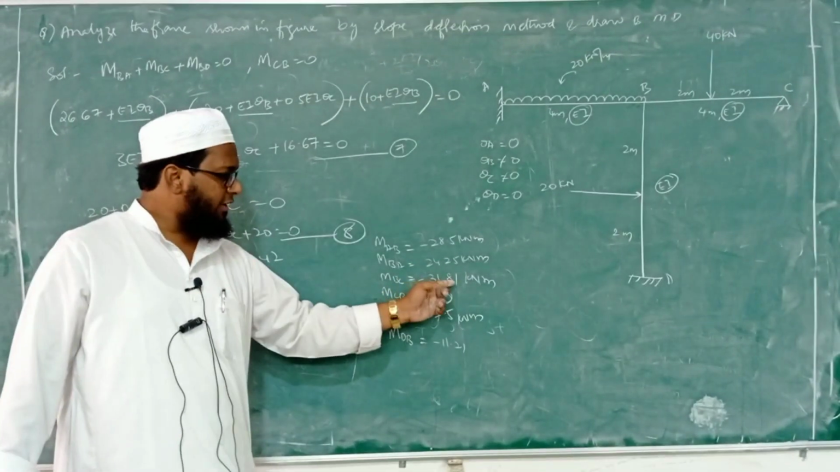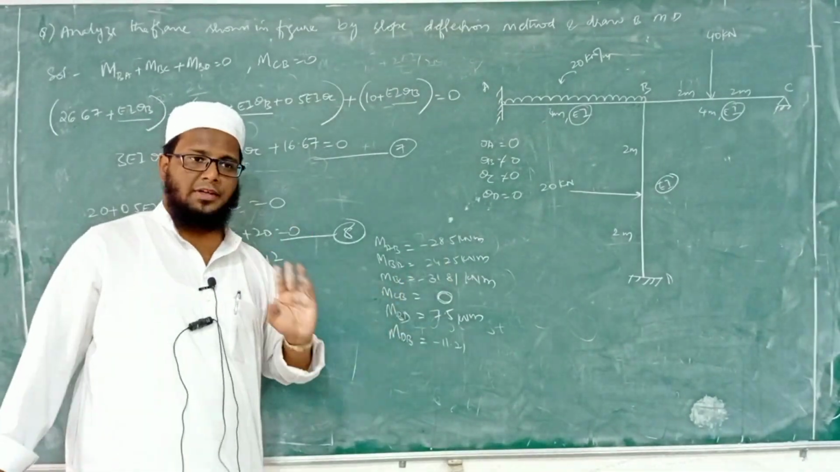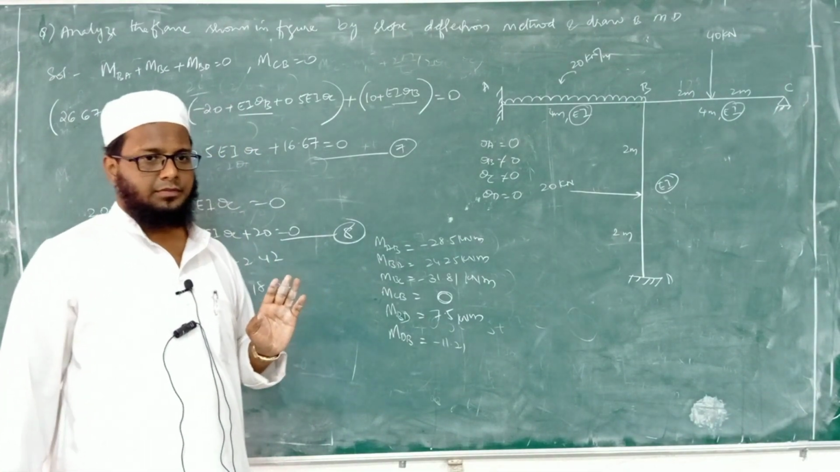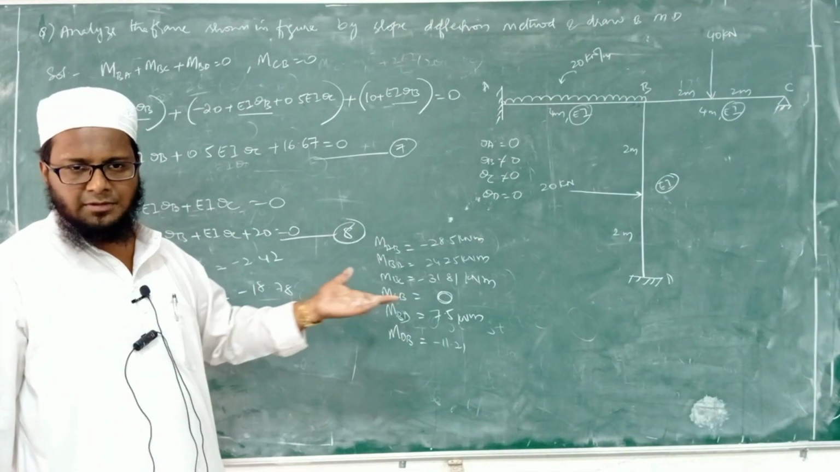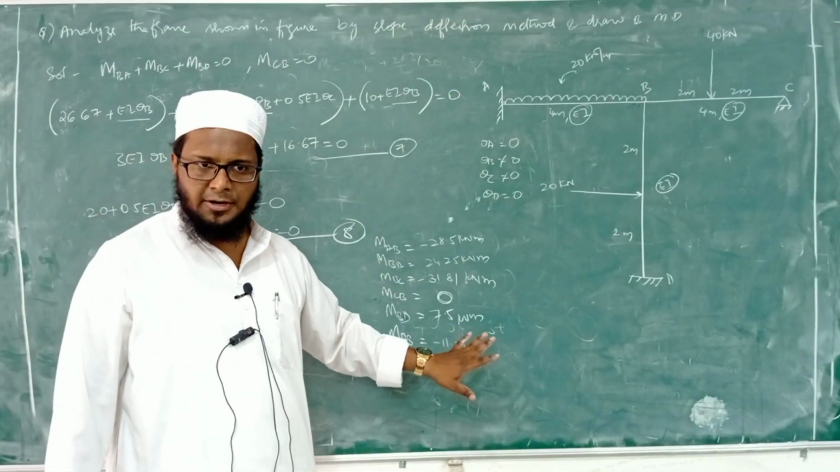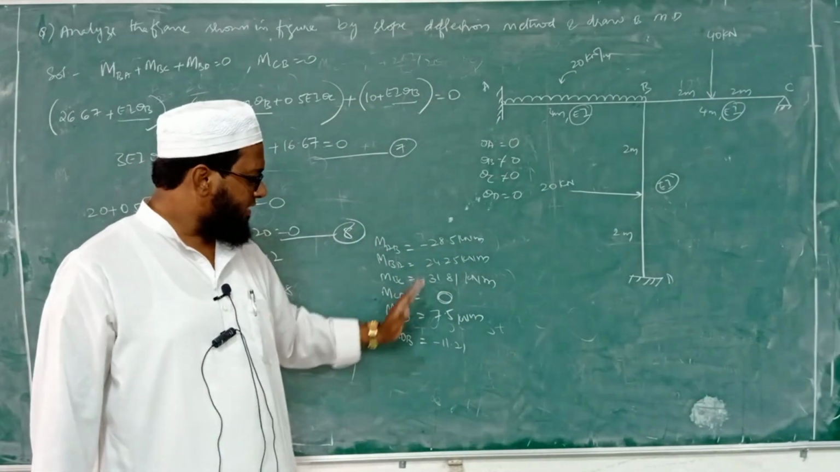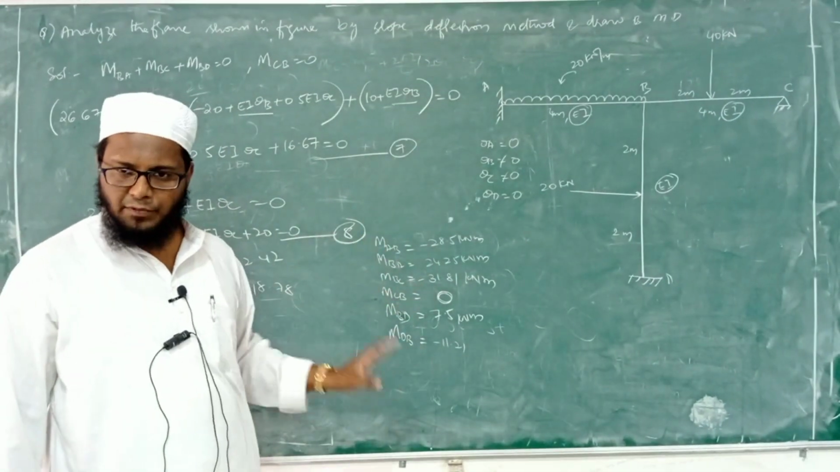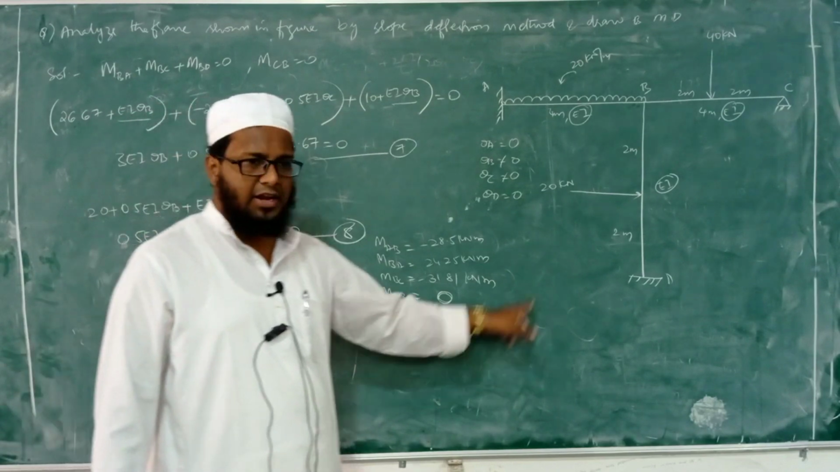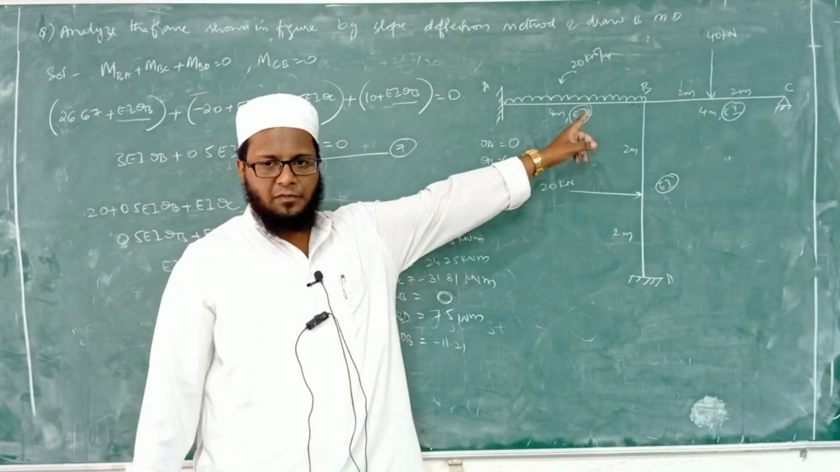24.25 minus 31.81 plus 7.5. You should get 0 there if you add that one. 0.06 is nothing but 0. So all the conditions are satisfied, isn't it? We got MBA, MBC and MBD. If you sum up, you will get 0. Along with that, MCB is 0. So these are the final moments of this particular frame.